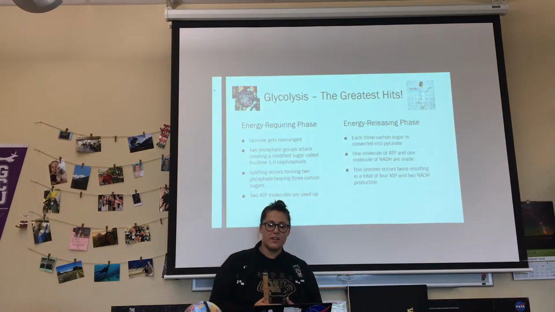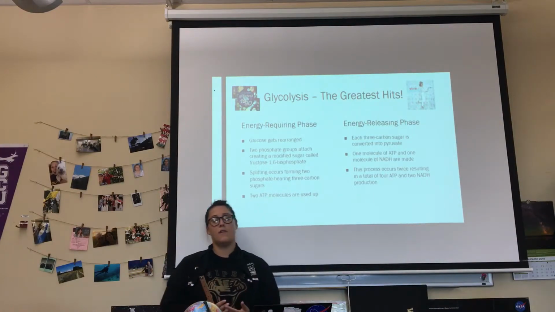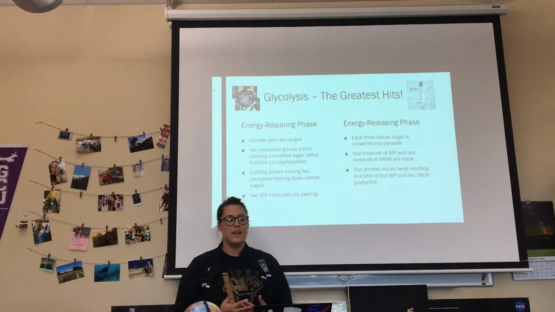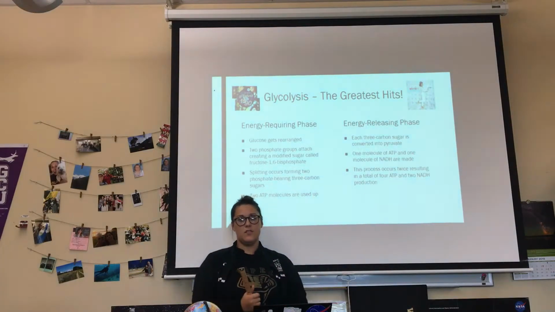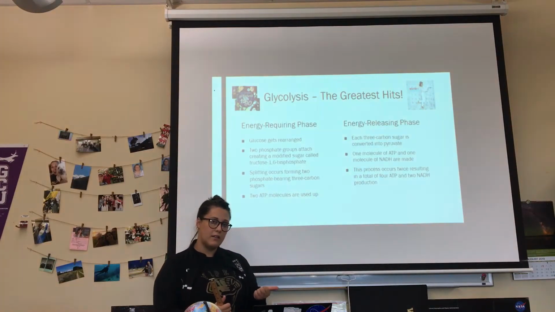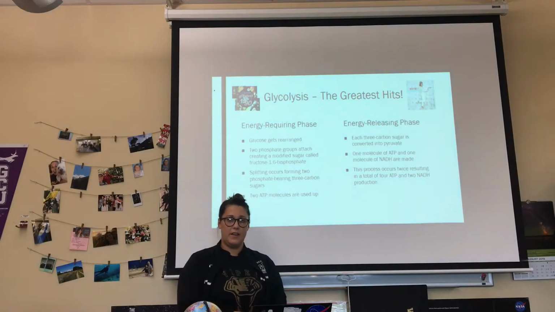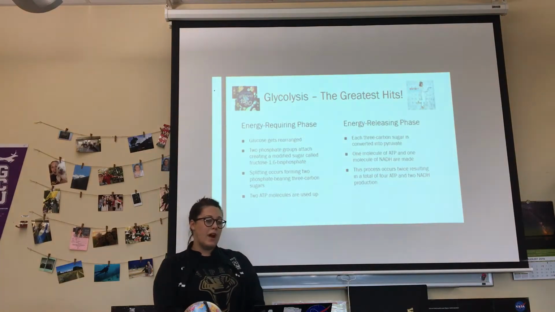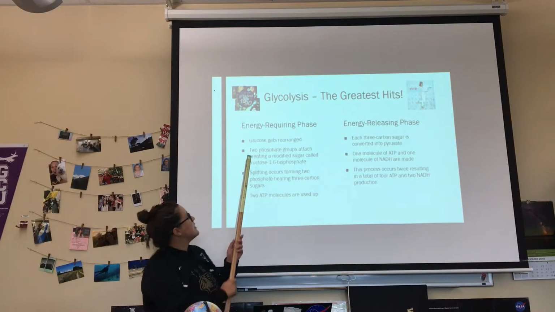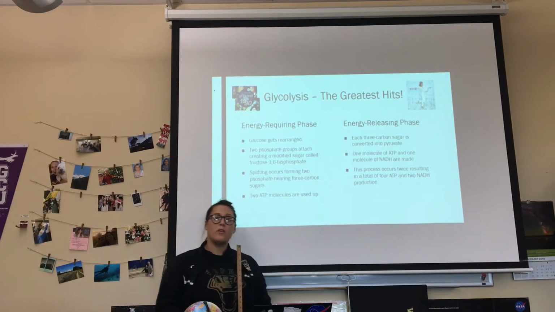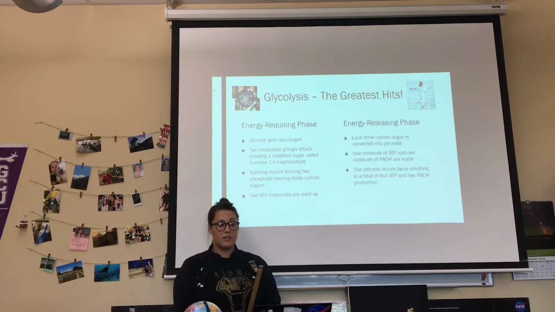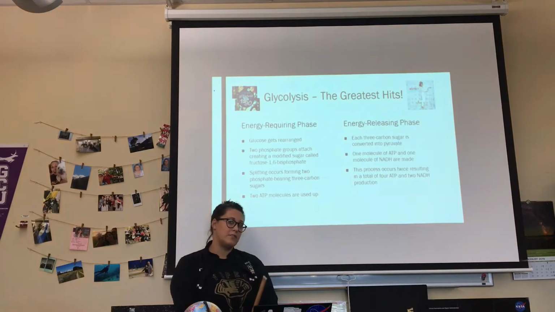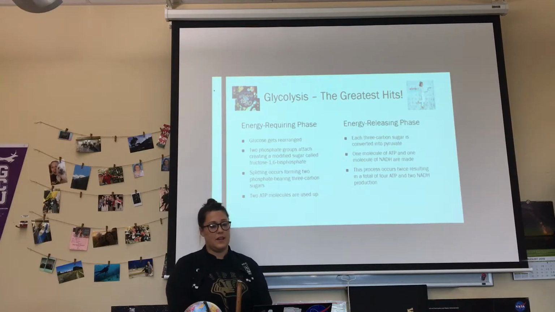And because of this, there is a greatest hits version of going over what exactly glycolysis is. And the greatest hits version separates glycolysis into two main chunks. And those two main chunks are the energy requiring phase and the energy releasing phase. So during the energy requiring phase, glucose gets rearranged. So as we talked about before, glucose is getting pulled apart, put together, pulled apart, put together. That occurs during the energy requiring phase. So energy in the form of ADP or ATP is required for these steps.